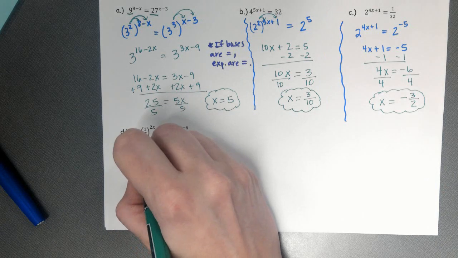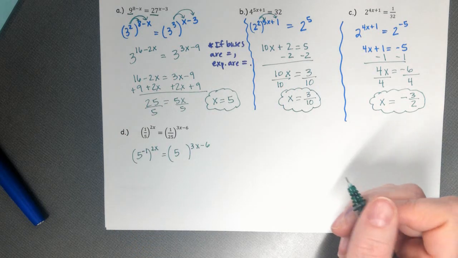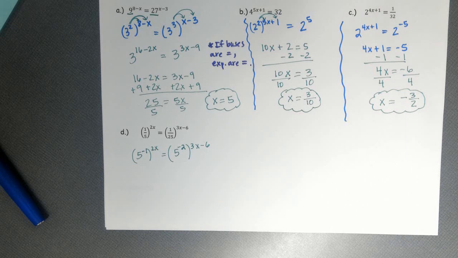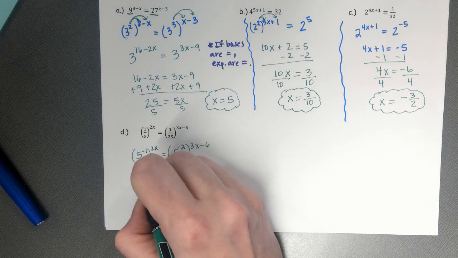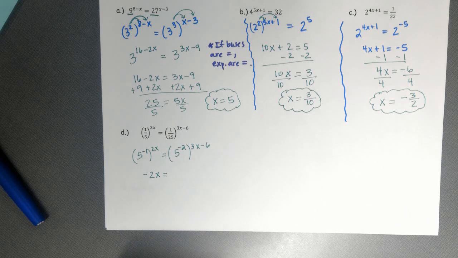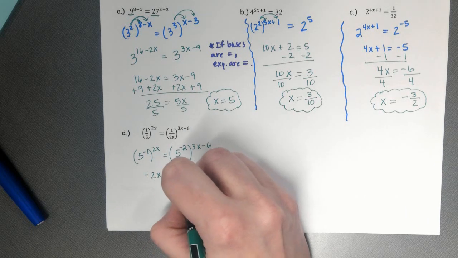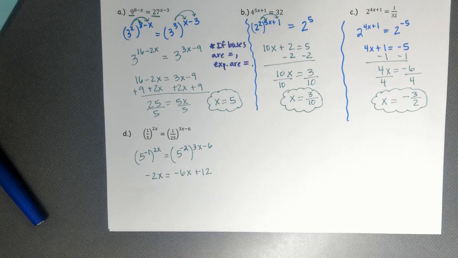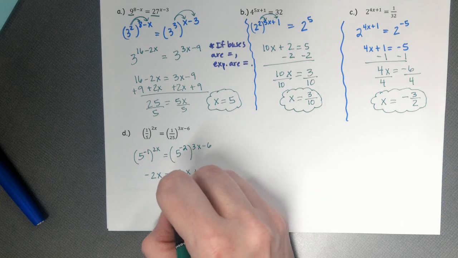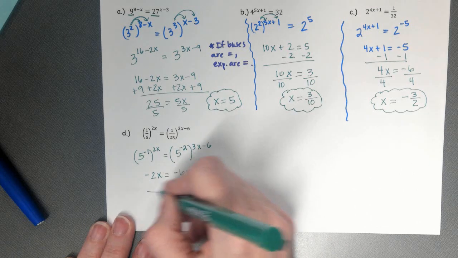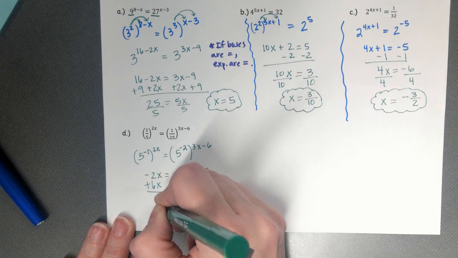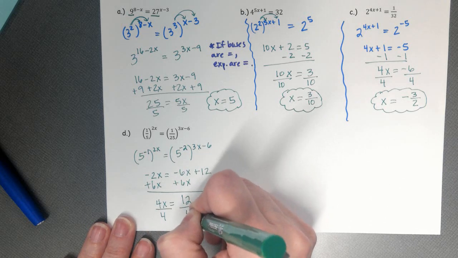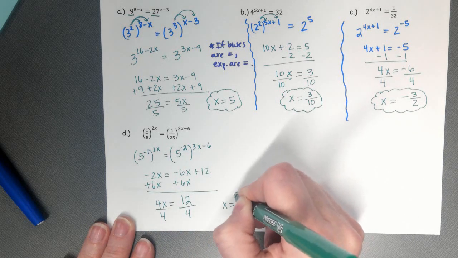Okay, so 5 to the negative 1 is how you get 1/5. 5 to the negative 2 is how you get 1 over 25. So now we're going to distribute, and we would get negative 2x is equal to negative 6x plus 12. Double check that you remember the negative times the negative. And then you're going to get all the x's on one side. And your final answer should be 3.